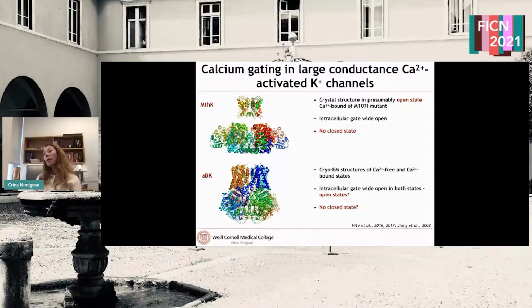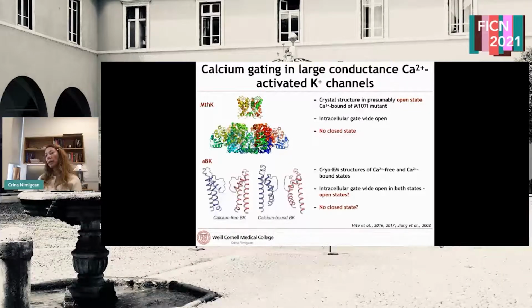So we've decided to go ahead, and this is what I was talking about. This is the calcium-free BK gate. You can see that it's wide open at the intracellular bundle crossing. I'm showing you the pore here of the BK channels, with just two of the opposing subunits shown for clarity, in calcium-free and calcium-bound. In both cases, this is wide open. There is some conformational change here, but it's not sufficient to shut it.